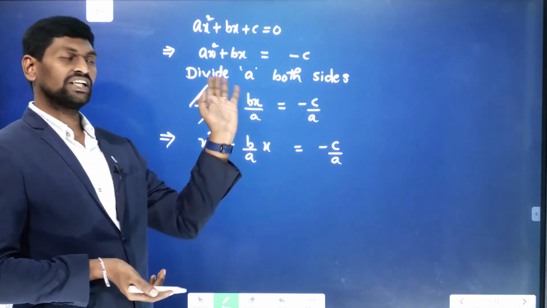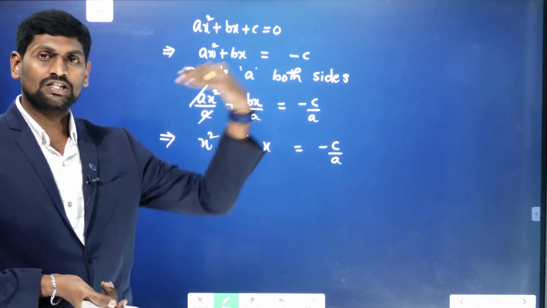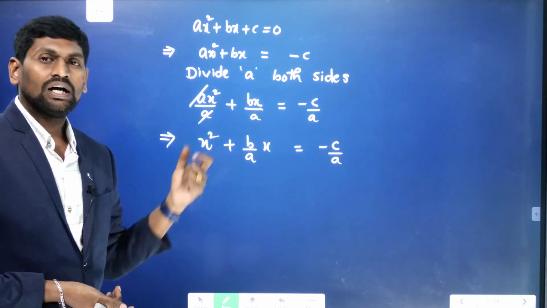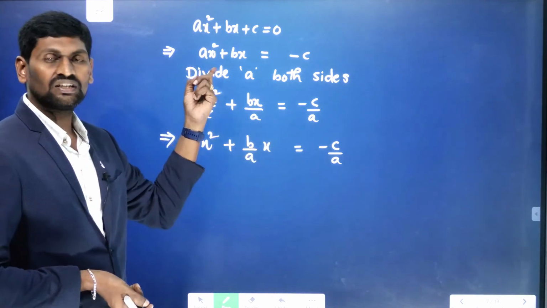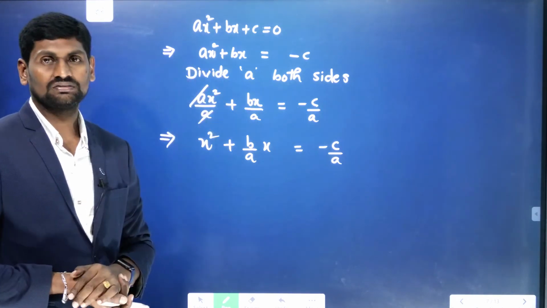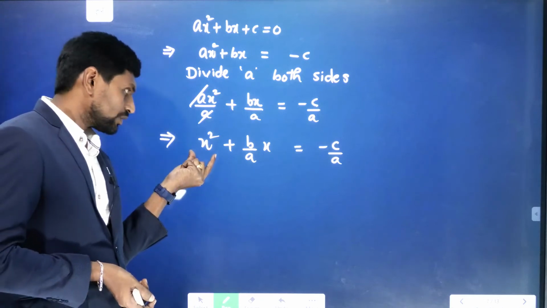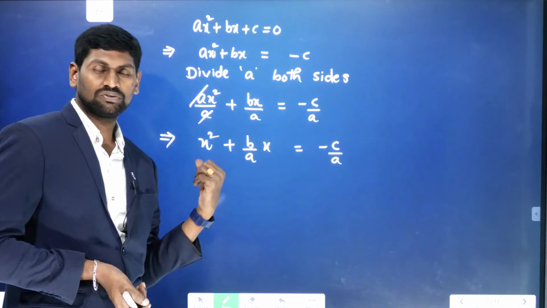Step 1, constant term we are transposing that side. Step 2, x square coefficient we are making it into 1. X square coefficient a, I don't want extra element a. So that's why I divided with a. Okay, na? So now x square coefficient is 1.